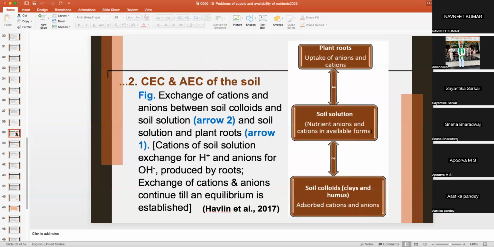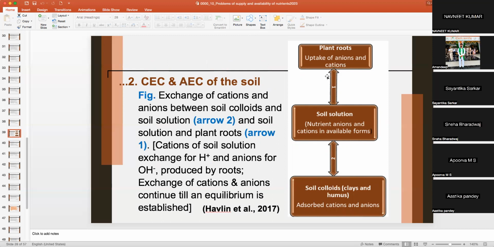Now you can see a very interesting fact in this figure. In the central part, you have soil solution. The nutrients are present as anions or cations, and they are in available form. So they can be taken up by plant roots, uptake of anions and cations. So the root takes up these nutrients.